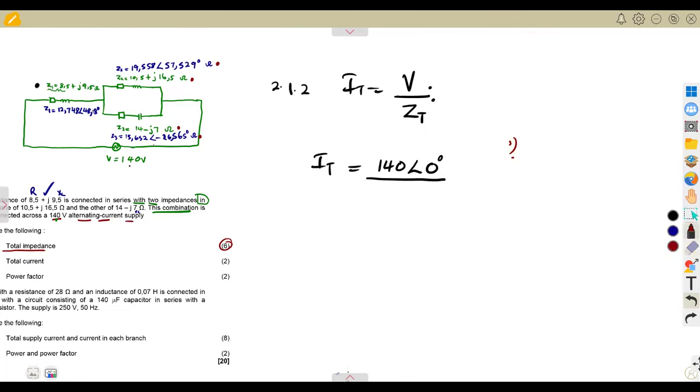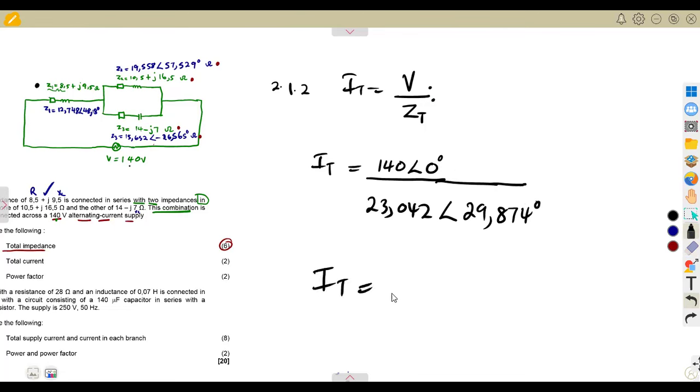I talked about this one. So meaning to say at the end, we're going to divide by the ZT that we had, which was 23,042. Then the angle that we are given was 29,874. So this will give us the total current.